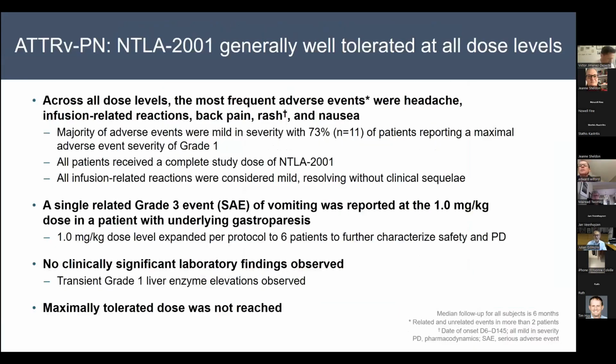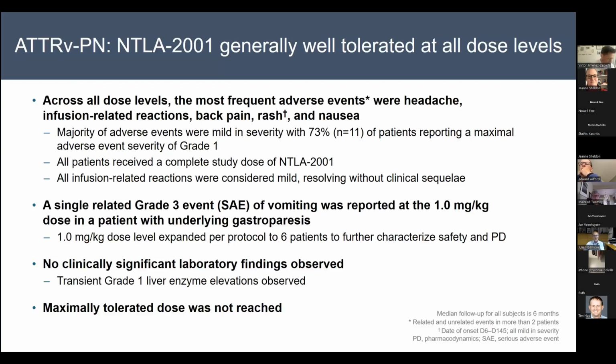So NTLA-2001 was generally well tolerated in the acute phase, with the majority of AEs being grade 1, i.e. mild in severity, and mostly unrelated to treatment. All patients received a complete study dose of NTLA-2001, and there were a number of infusion-related reactions, but they were all considered mild and did not require dose interruption. All of the infusion-related reactions resolved without clinical sequelae.